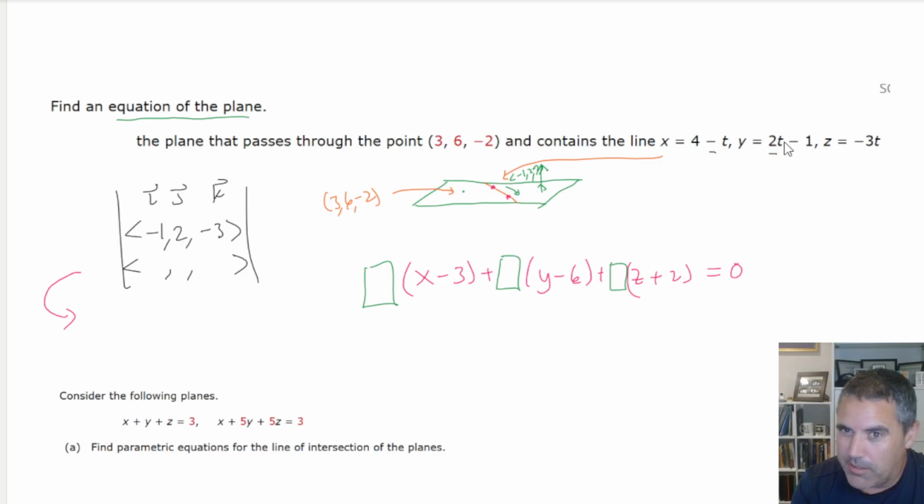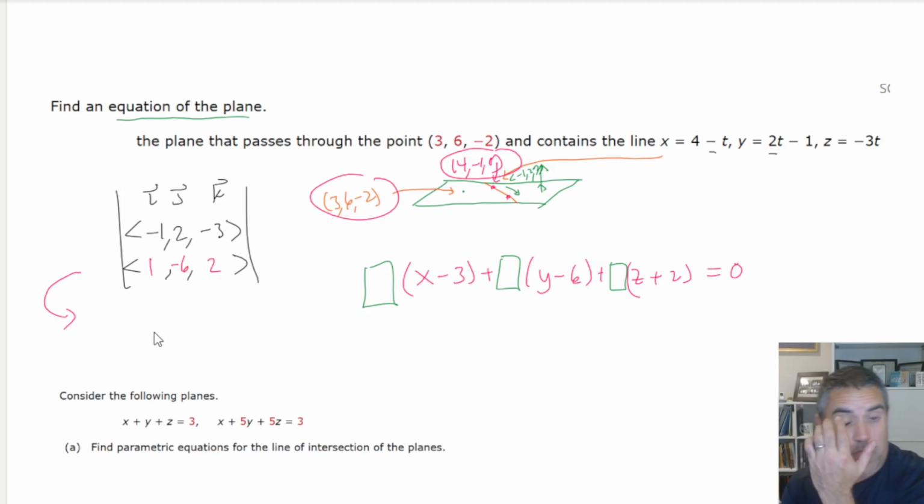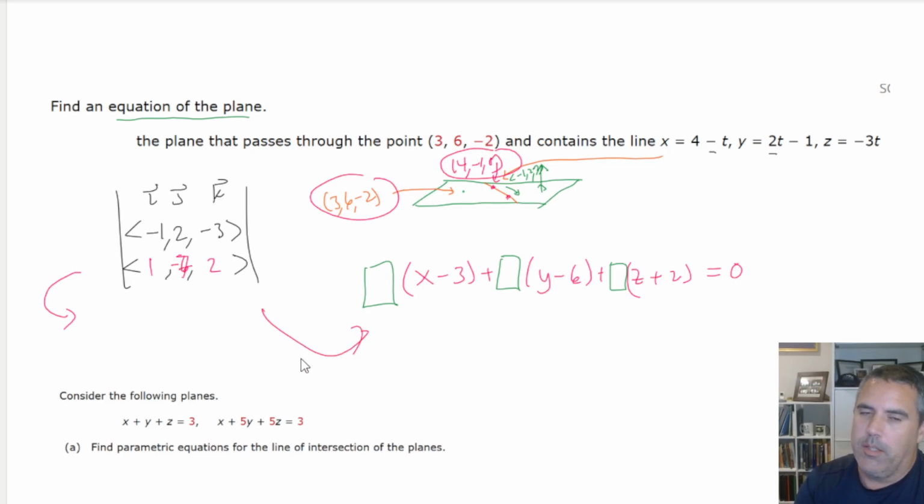But one of the things hopefully you already would be doing is wanting to label at least 1 point on this line. So how about (4, -1, 0)? That's what I get when I plug in t equals 0. Now I have 2 points, so I can find the vector between those 2 points. That gives me another vector on my plane. So you get <1, ...>. This is a bigger topic. That's why I spent a little more time here. I subtracted incorrectly. So -1 minus 6 is -7. Cross product, and I'm done.